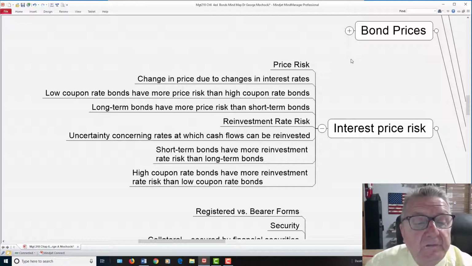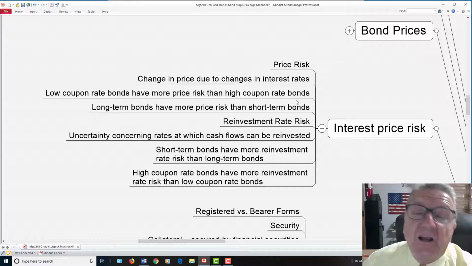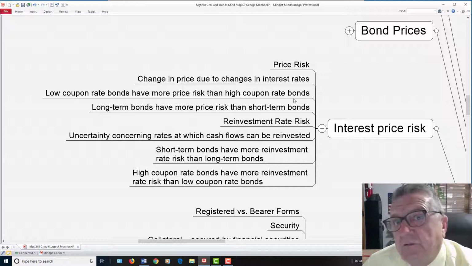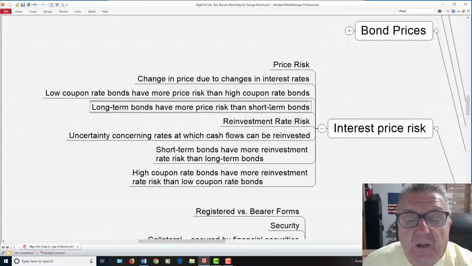Low coupon bonds have more price risk than high coupon rate bonds because I could sell them on the secondary market. Low ones, what are they going to do? They can't go any lower. What am I going to do? I'm stuck with this person unless I have a callable option.